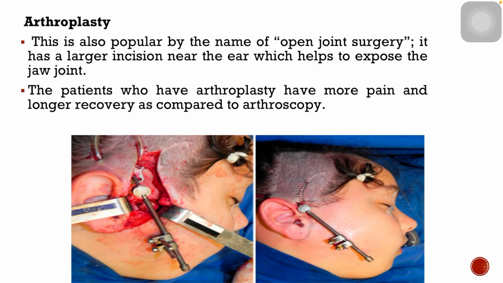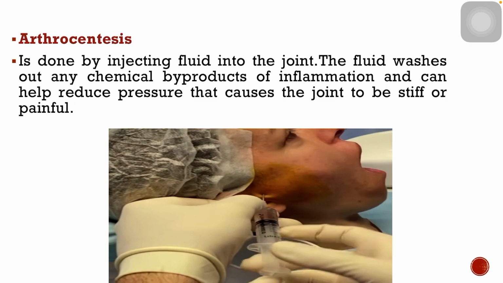Arthroplasty, as shown in this picture, it is called open joint surgery. It has a larger incision near the ear which helps to expose the joint of the jaw. The patient who has arthroplasty has more pain and longer recovery as compared to arthroscopy.